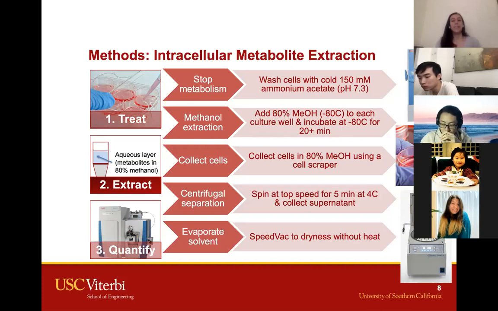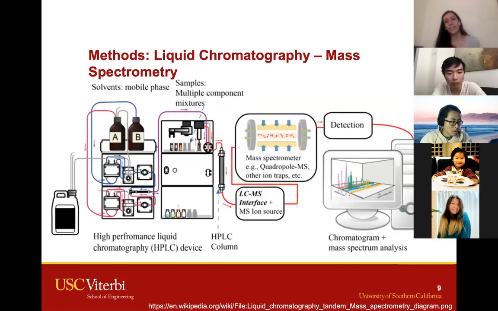Okay, so we've done the treatment, we've done the extraction, we have our metabolites, and we're ready to quantify them. So that's the next step. That is done with liquid chromatography, mass spectrometry, what I call LCMS. The first step is the HPLC you see on the left. Basically, the liquid chromatography runs the samples through a nonpolar column, and it helps to separate the metabolites based on their hydrophobicity or polarity. And at that point, it feeds it to the mass spectrometer.